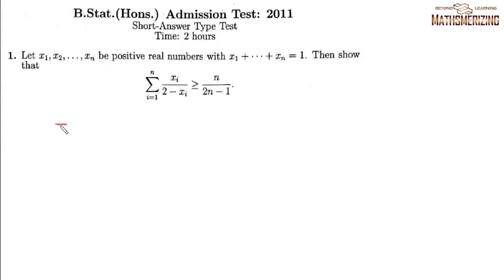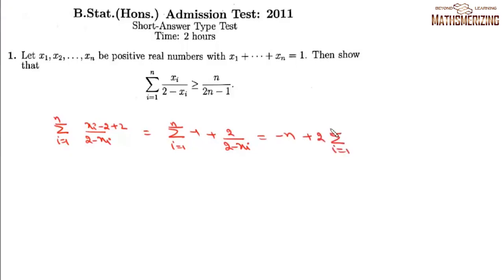Now if we consider the expression on the left hand side, we can write this as the summation, i varies from 1 to n, xi upon 2 minus xi. Now we'll add 2 and subtract 2. We can write this as the summation, i varies from 1 to n, of minus 1 plus 2 upon 2 minus xi, which is minus n plus 2 into the summation, i varies from 1 to n, 1 upon 2 minus xi.